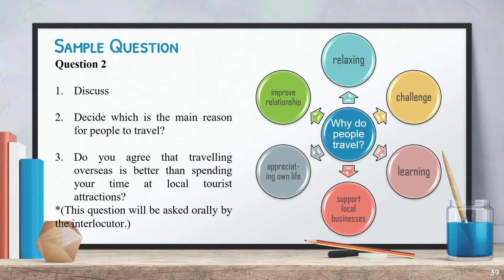So you have to decide which is the main reason for people to travel. After you discuss, you decide on one. And then the broader question is, do you agree that traveling overseas is better than spending your time at local tourist attractions? So you have to compare. Don't just say, do you agree? Yes, I agree. You have to explain why you agree or why you disagree.